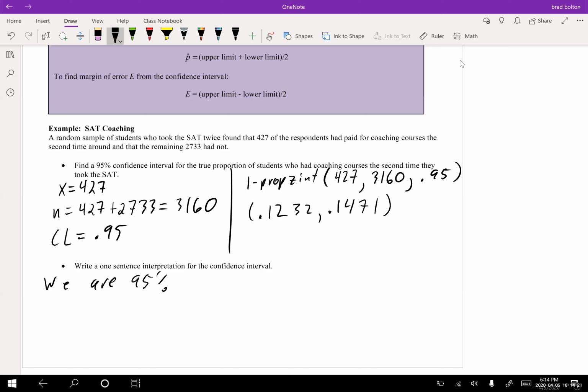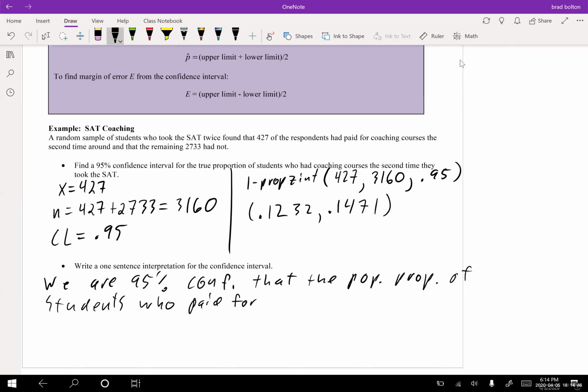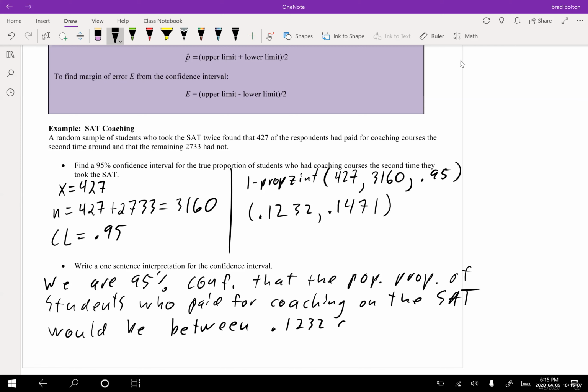We are 95% confident, or you could say even 95% sure that the population proportion, or the true population proportion, of students who paid for coaching the second time around on the SAT would be between, you could say 0.1232 and 0.1471.